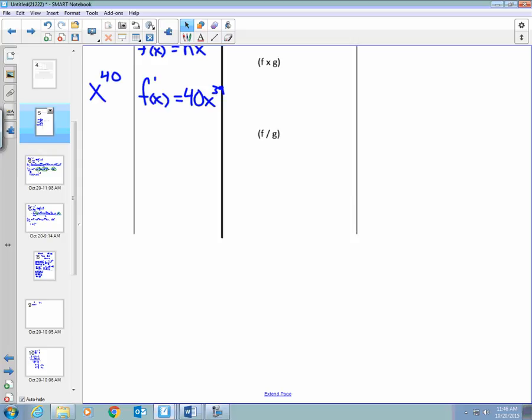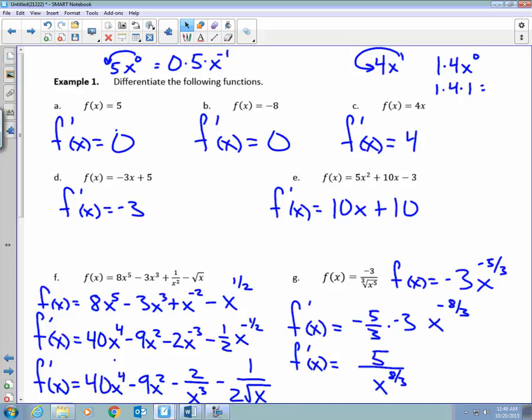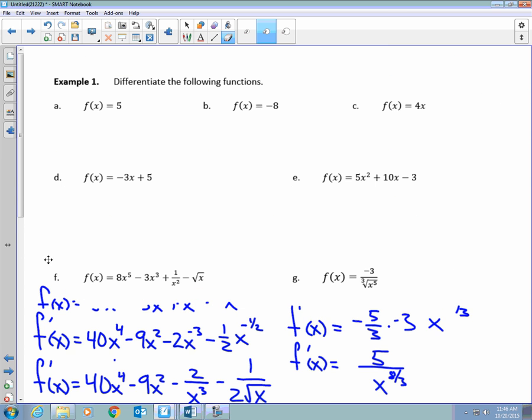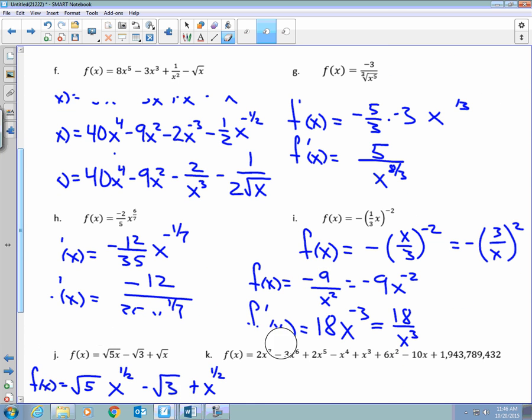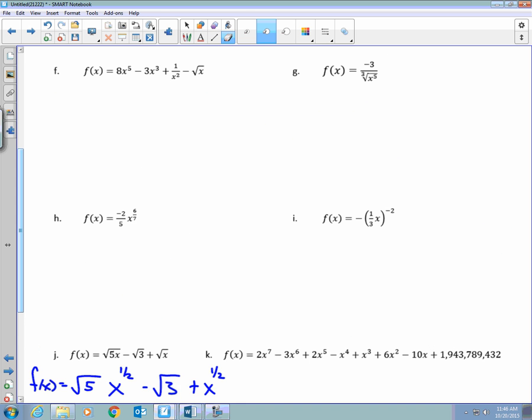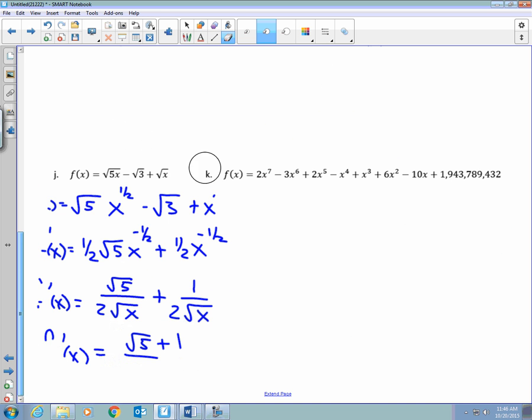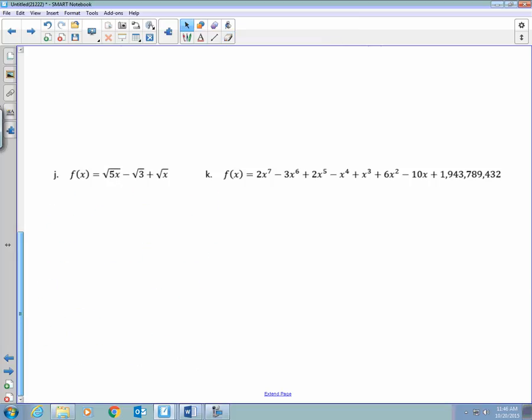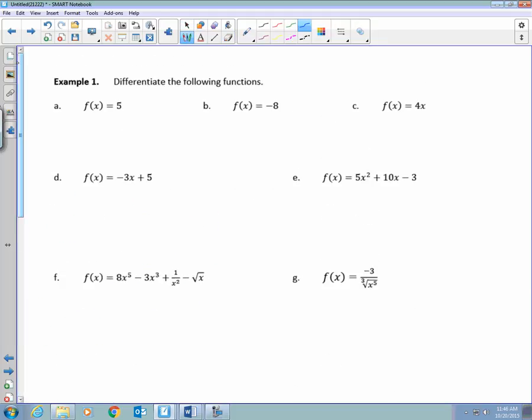So here we go. All right, flip the page over. Let's apply this, known as the power rule. And it's pretty cool. Can you find the derivative of 5? What's the derivative of 5? 0. What's the derivative of negative 8? 0. What's the derivative of 4x? 4.